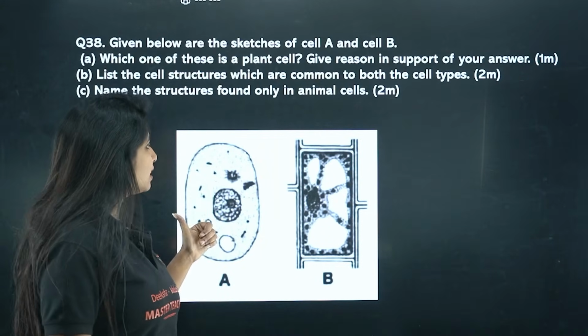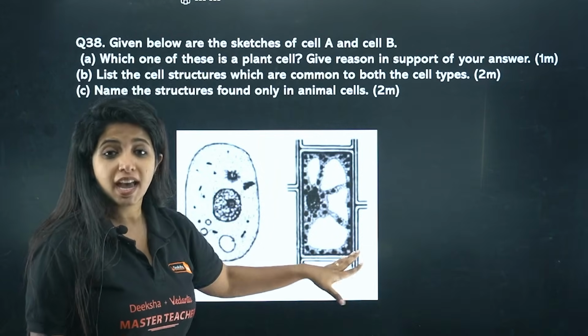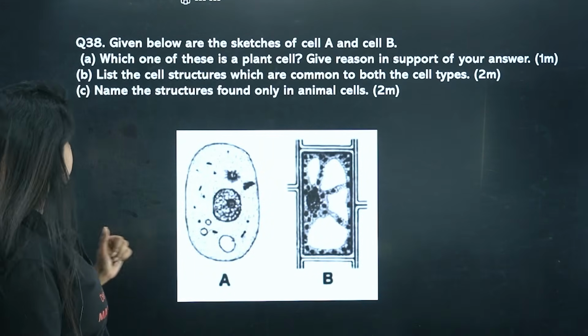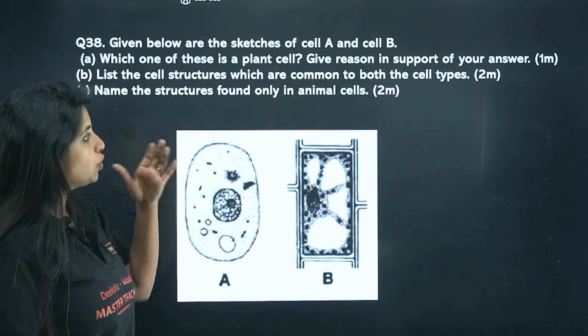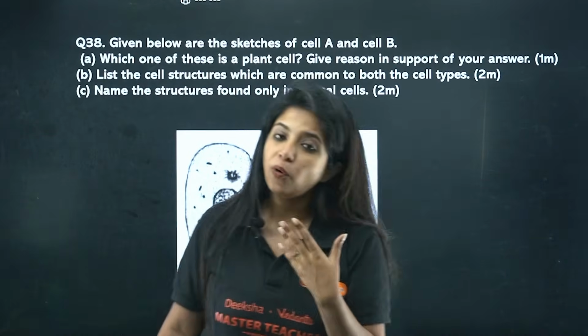I can clearly see that there is an extra wall up here, and also there is a very big vacuole. And this is a distinguishing feature of what? Plant cell. So obviously B is a plant cell. Now list the cell structures which are common to both the cell types. So most of the cell structures are pretty much common except a few. What are those few things?